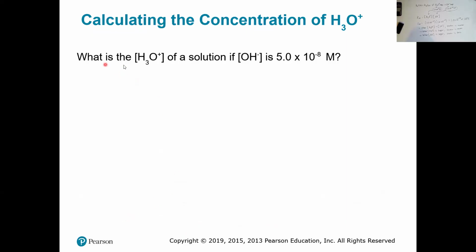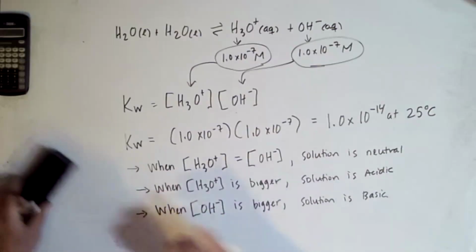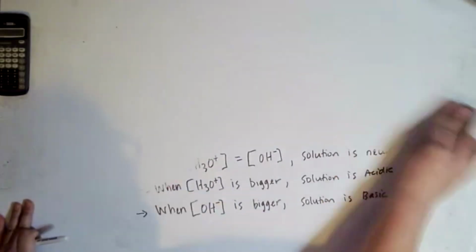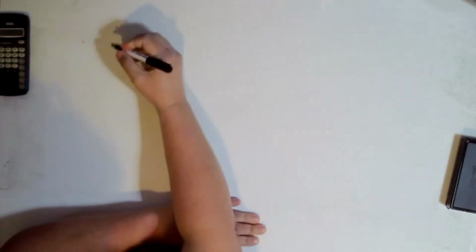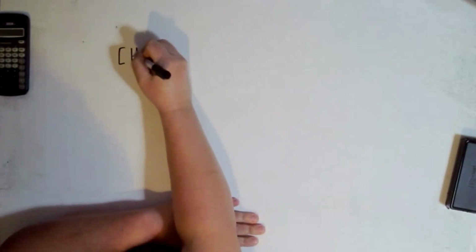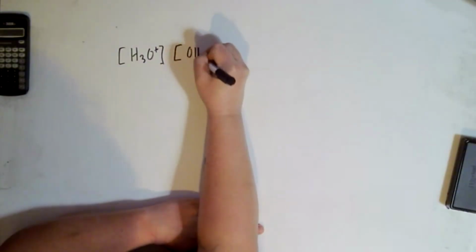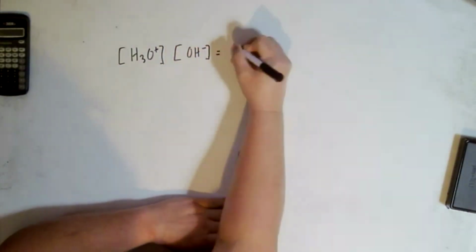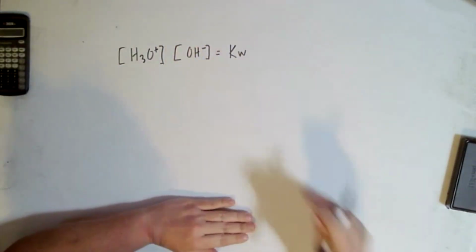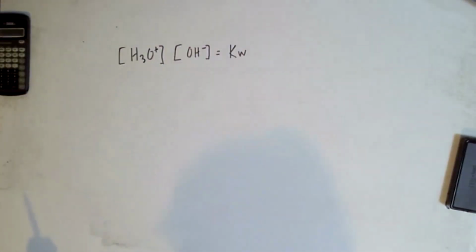So let's look at an example here. What is the H3O plus concentration of the solution if our OH minus is 5.0 times 10 to the negative 8 molar? Okay. And so for this, you can talk yourself through it because you know that your H3O plus times your OH minus equals KW.